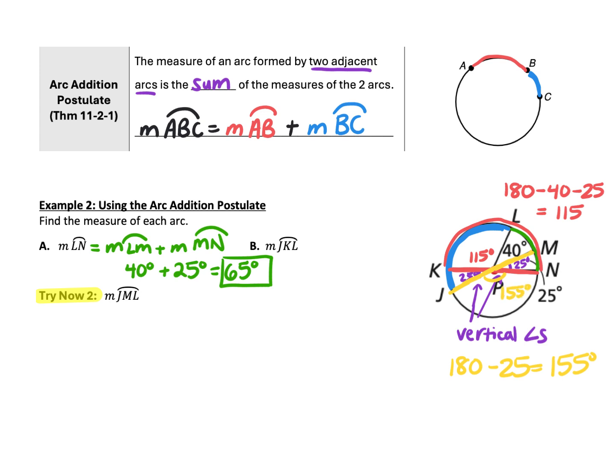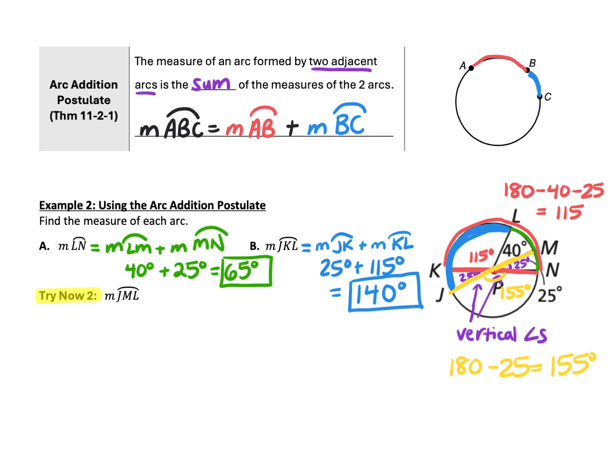So now I have all the numbers filled in, and I can use any of these values to find the measures of the arcs. Let's go back to arc JKL. Using the arc addition postulate, we know that that's going to be equal to the measure of arc JK plus the measure of arc KL. And now that we've filled in all the missing values, you can see that that's just the 25 degrees plus the 115 degrees, and add those up, and that makes 140 degrees.